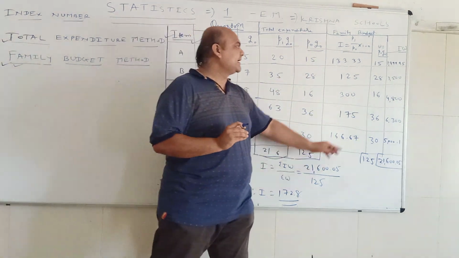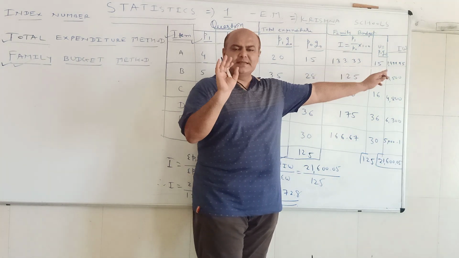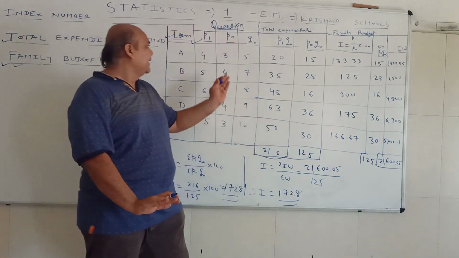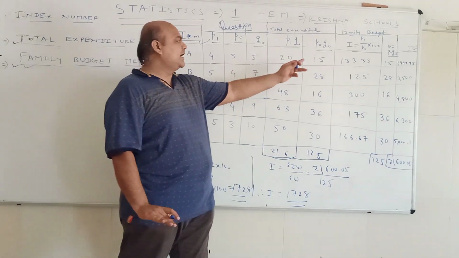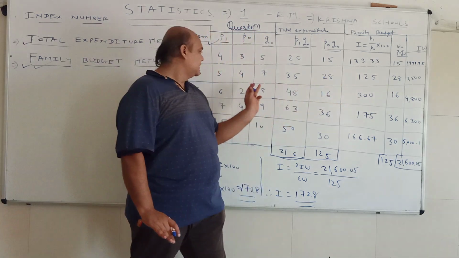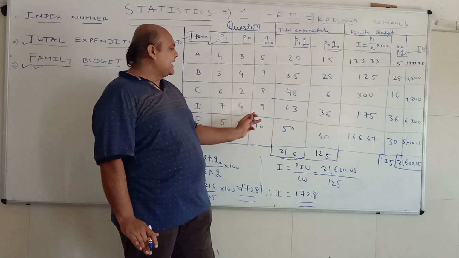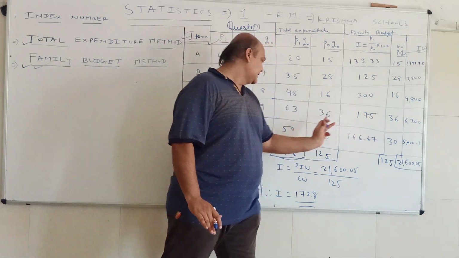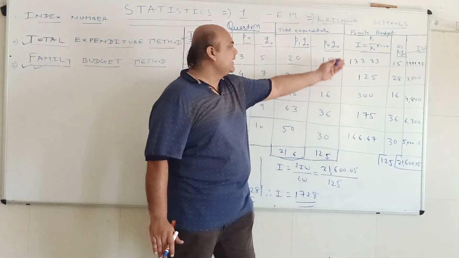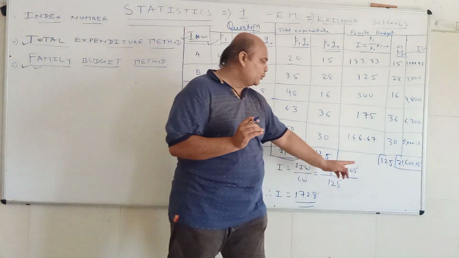Now we move towards the calculation of W, that is P0 Q0, means simply multiplication of P0 with Q0. Here it is 3 5s are 15, 4 7s are 28, 2 8s are 16, 4 9s are 36, and 3 10s are 30, and here is the total of the column of W, that is sigma W, 125.